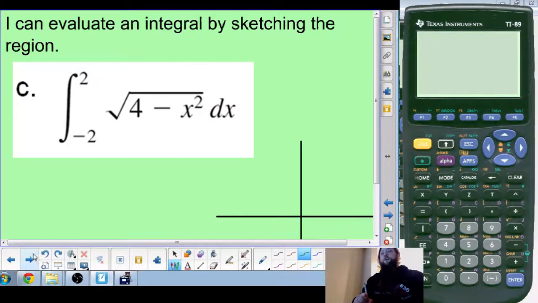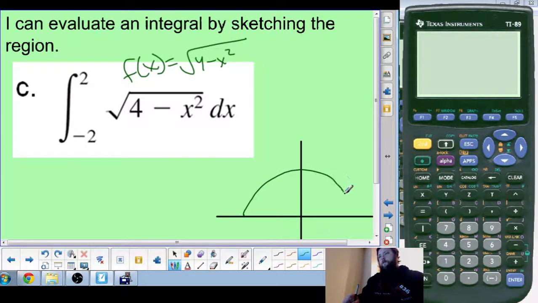Cool. All right, I can do another one. This is actually, my f of x equals the square root of 4 minus x squared. If you know, this is the function for half a circle. You're going to have a half circle shape, and that's a circle looking like this. It's going to go from 4 to negative 4. So I want to find the area of this.